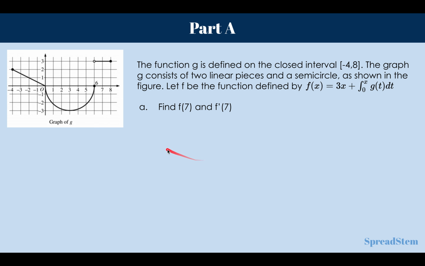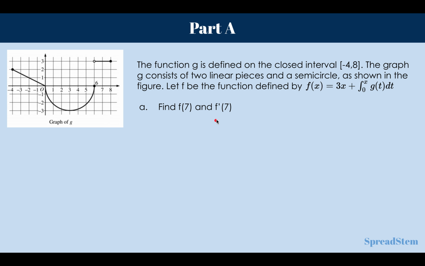In this question, we're given the graph of some function g, which is closed on the interval from -4 to 8. Looking at the graph and the question, we see that g consists of two linear pieces and a semicircle. We are also given a function f, which is 3x plus the integral from 0 to x of g of t dt. In part A, we're asked to find f of 7 and f prime of 7.